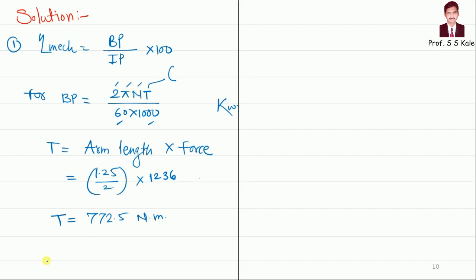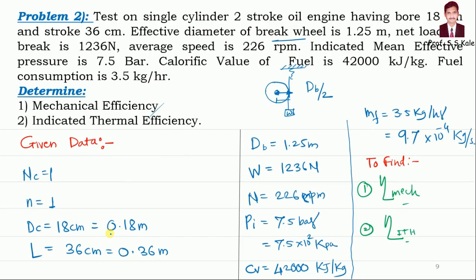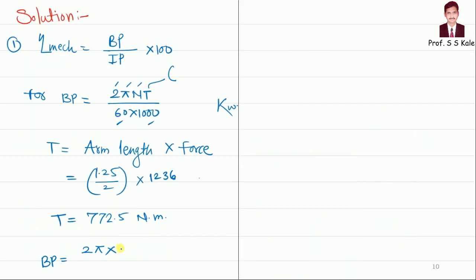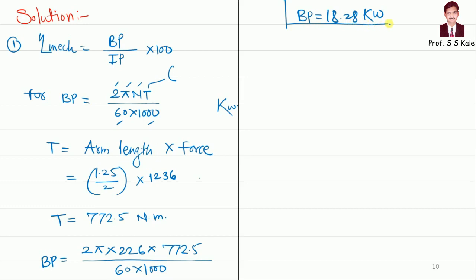Why have we determined it? I want brake power. So brake power is equal to 2 pi n T by 60 into 1000. What is n? Speed is given to you in the given data, 226. T is what? 772.5. So you will determine the brake power, and the brake power value comes to be 18.28 kilowatt. That's the brake power.